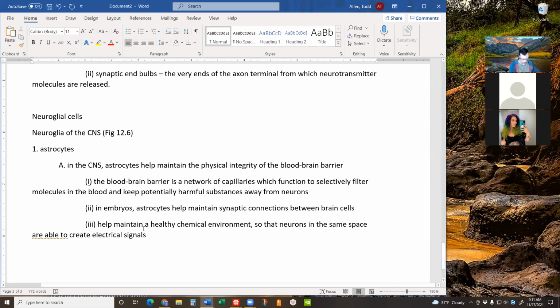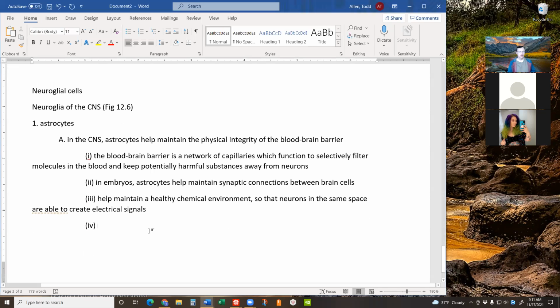Okay, and so last thing is astrocytes. Scientific studies have revealed and seem to confirm that astrocytes do play a role in learning and memory. Okay, so that's astrocytes.